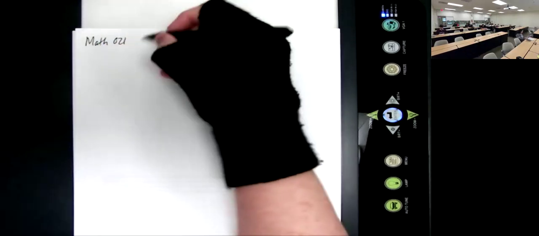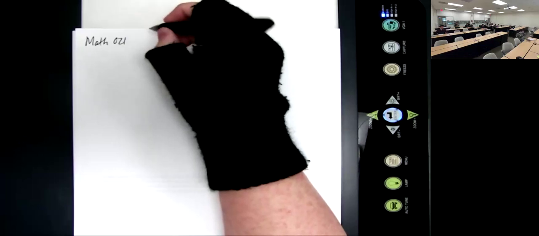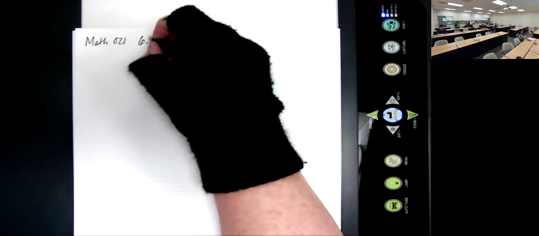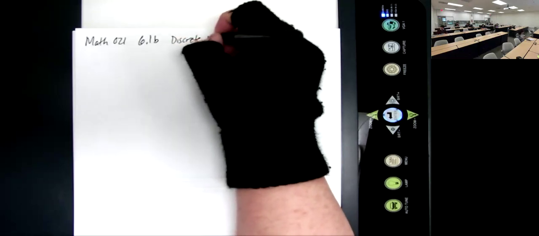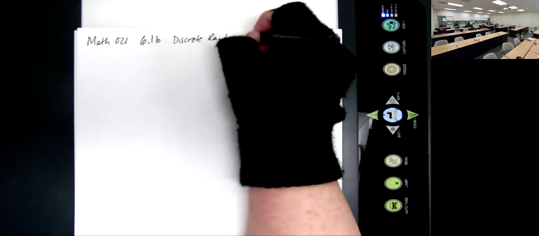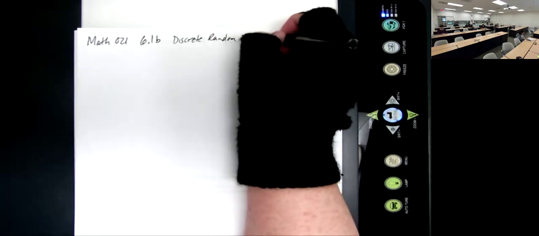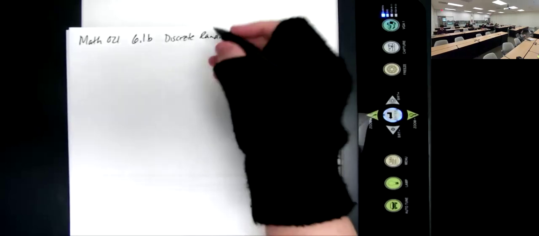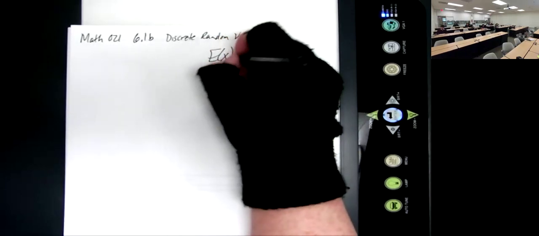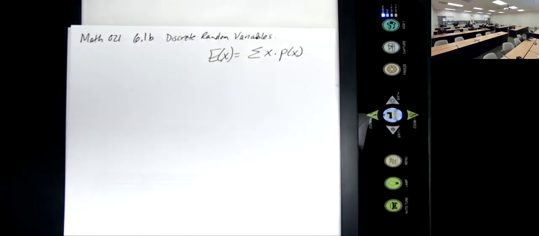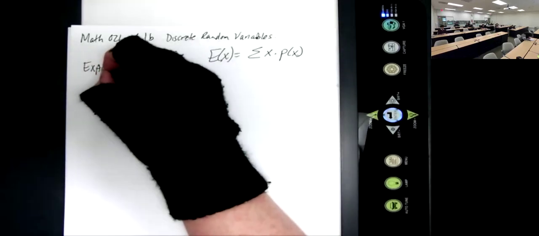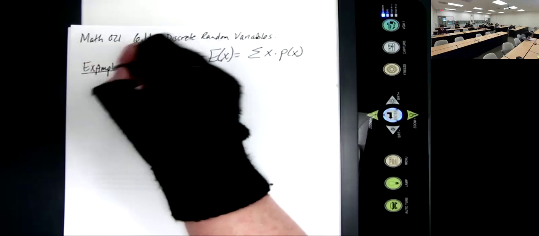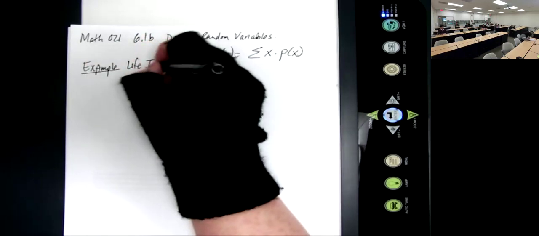One last question we're gonna wrap up 6.1B, that was on discrete random variables. And this was, remember, expected value was the sum of x times p of x. So I wanted to go over an example that had life insurance. The life insurance problem.